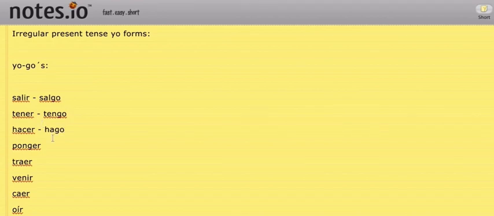hago is I make, I do, pongo, I put, place, or set, traigo, I bring, vengo, I come, caigo, I fall, oigo, I hear, and finally, digo, I say. So you can see these are all just verbs that end in go in the yo form. Basically it just happens to be that way. So with these, it's probably just going to be a lot of memorization here.